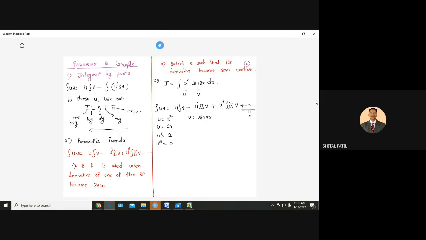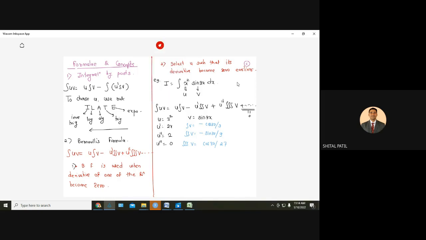And the integrals of sine 3x are like this. First integration: minus cos 3x divided by 3. Twice integration: minus sine 3x divided by 9, since already 3 is there. Thrice integration: minus becomes plus, cos 3x divided by 27. Let me substitute these values, and therefore the answer will be like this.